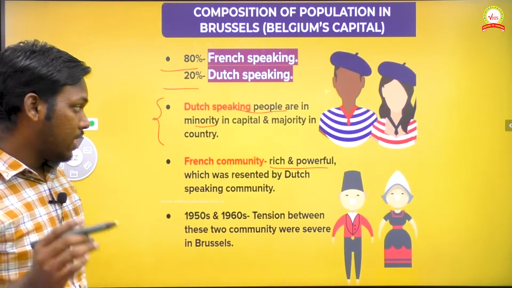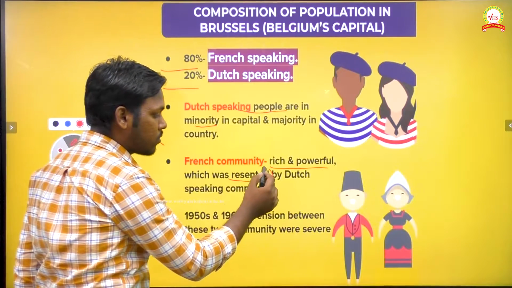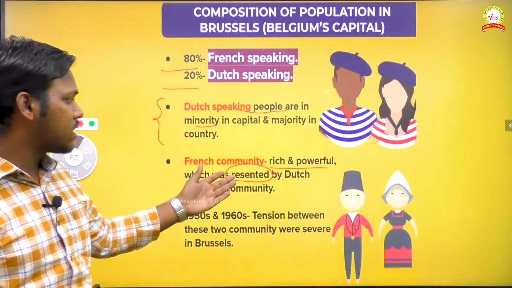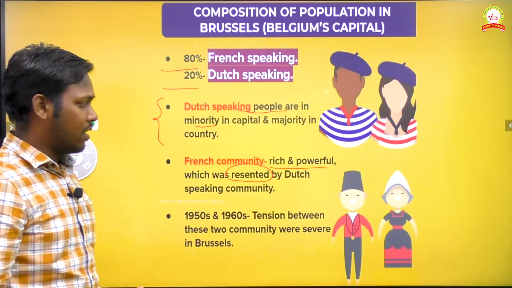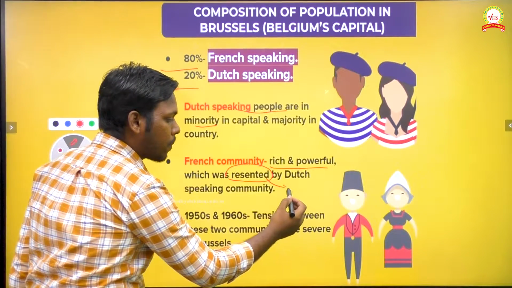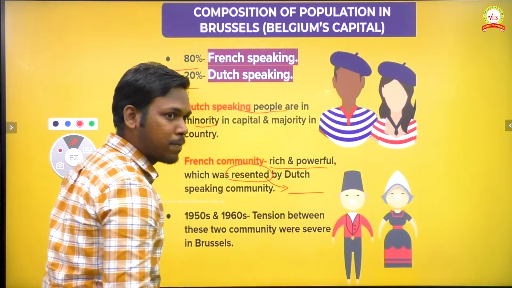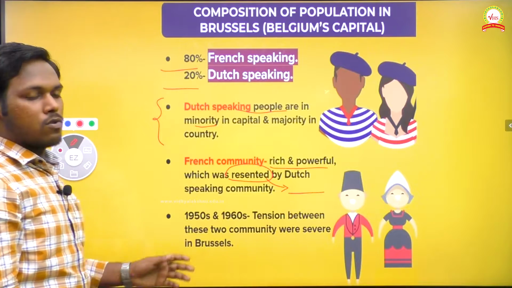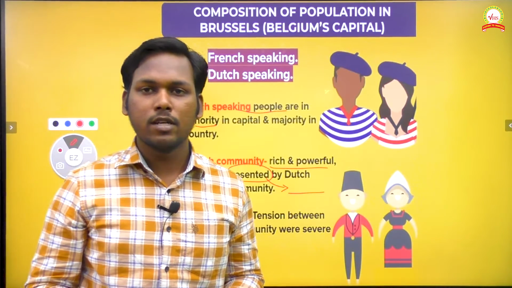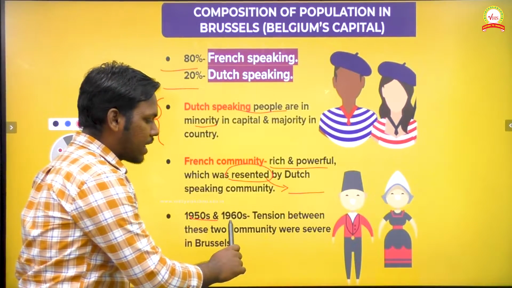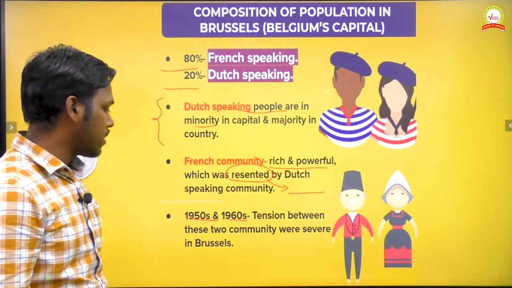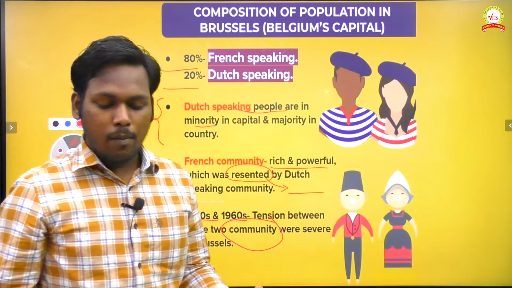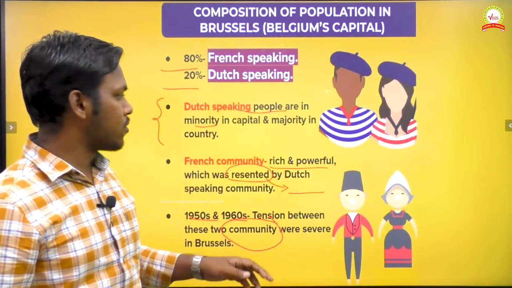In social science, I am telling you guys, you have to be very clear with the terms. Resentment is nothing but a bad feeling created about such kind of language speakers. That is the feeling represented by the Dutch speaking community. So this is the scenario in Belgium. In the 1950s and 1960s, a great tension was created between these two communities, which became more and more intense in the capital Brussels.